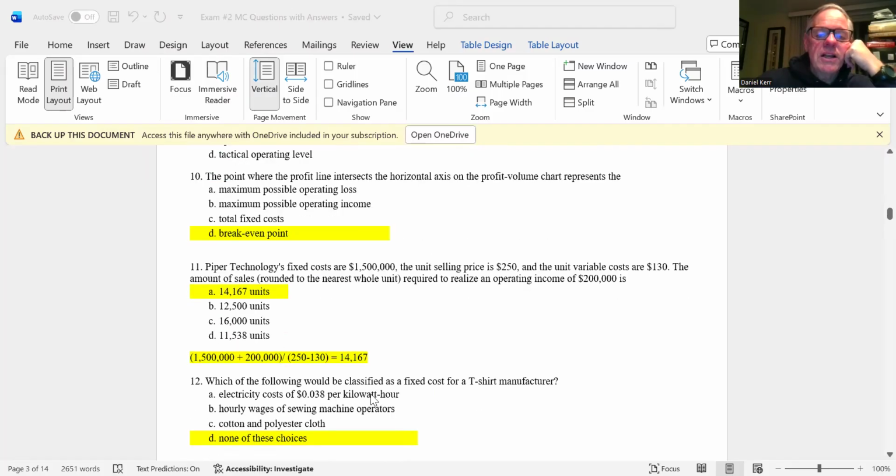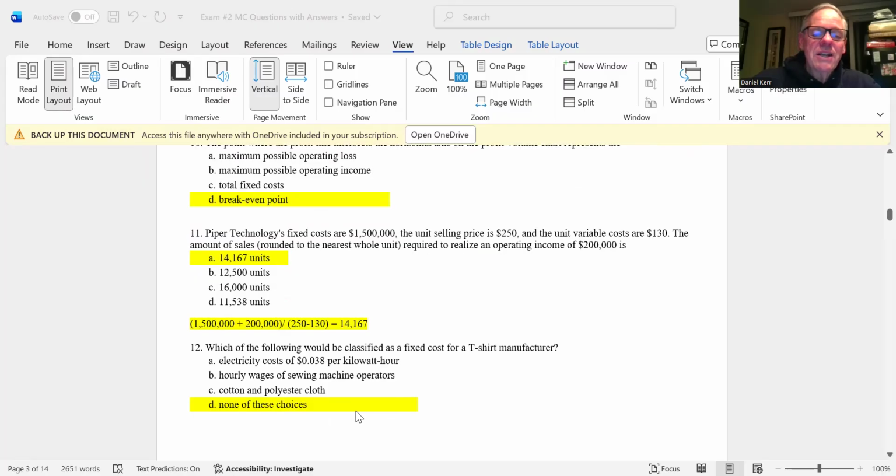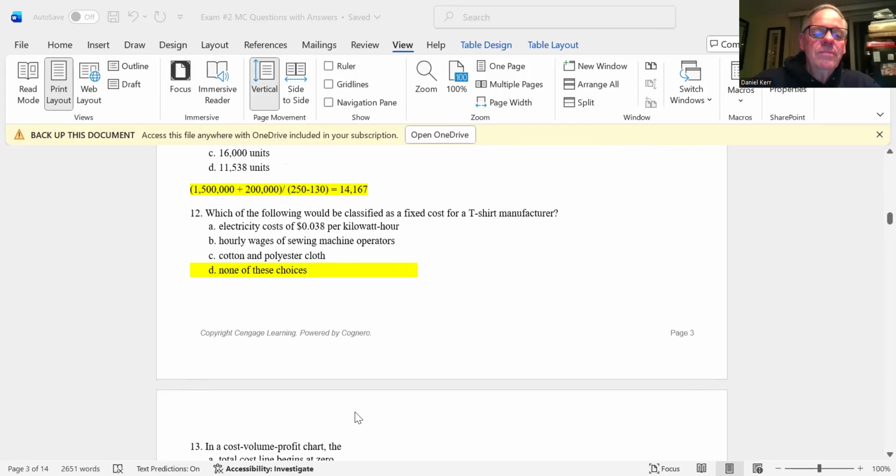12, which of the following would be classified as a fixed cost for a t-shirt manufacturer? So if you're making t-shirts, electricity, hourly wages, and cotton cloth are all variable costs. So the one that is fixed is none of them. They're all variable costs. So the answer there is none of the above.